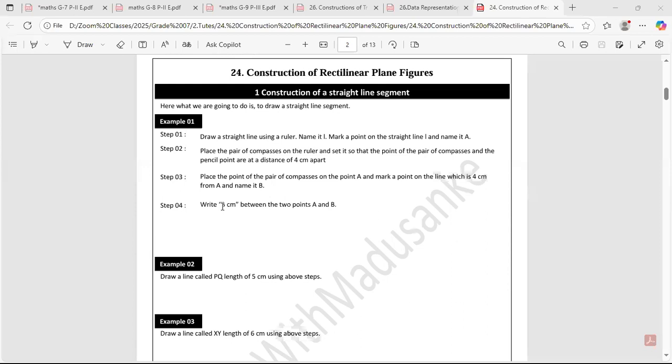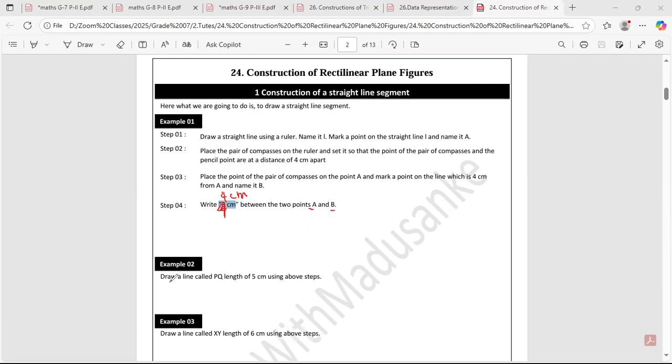Example number 1 again. You have to correct this one. This is not 3 centimeters, but this is 4 centimeters. Please correct it. It should be 4 centimeters. You have to write it down in between point A and point B. Otherwise, your straight line is wrong. You need to make sure that you have marked the length of the straight line segment.